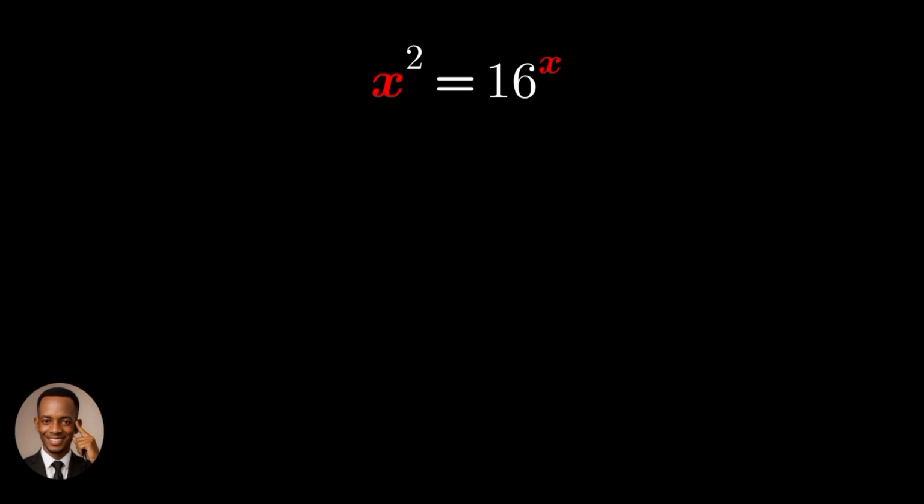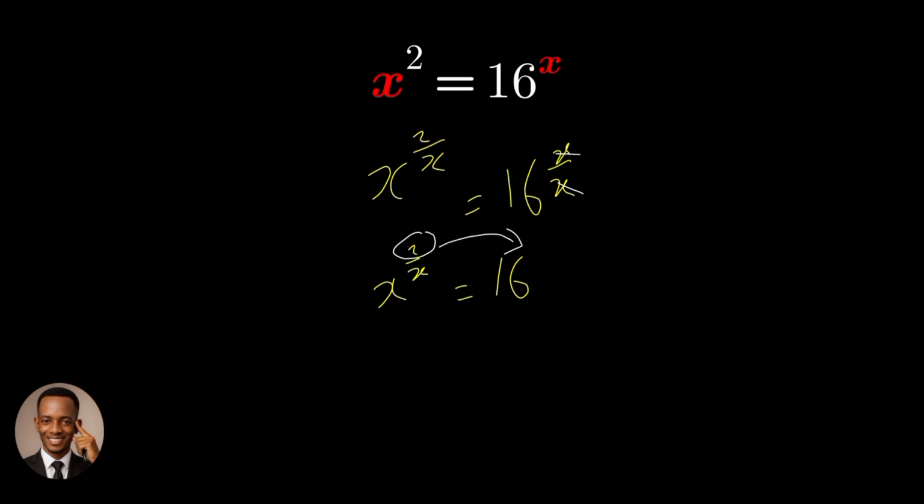So dividing the power of both sides by x, we're going to have x to the power of 2 over x equals 16 to the power of x over x. Therefore, x cancels x. So we'll be left with x to the power of 2 over x equals 16. Right? That's the first step. Now, the second step is that we need to move 2 to the other side of the equation. And how do we do that? Same step, by dividing the power of both sides by 2.